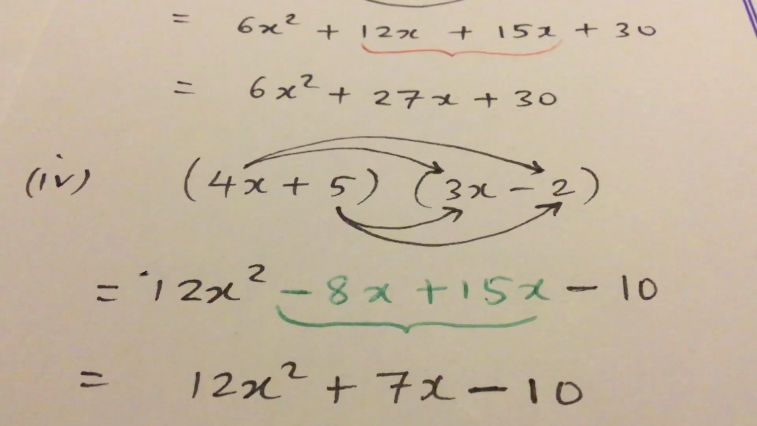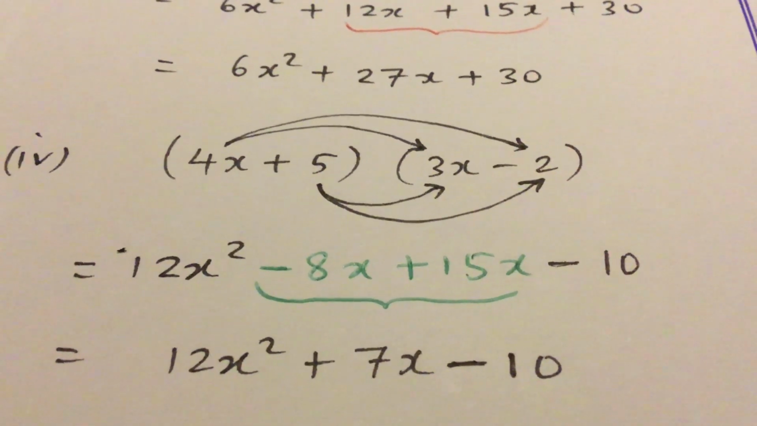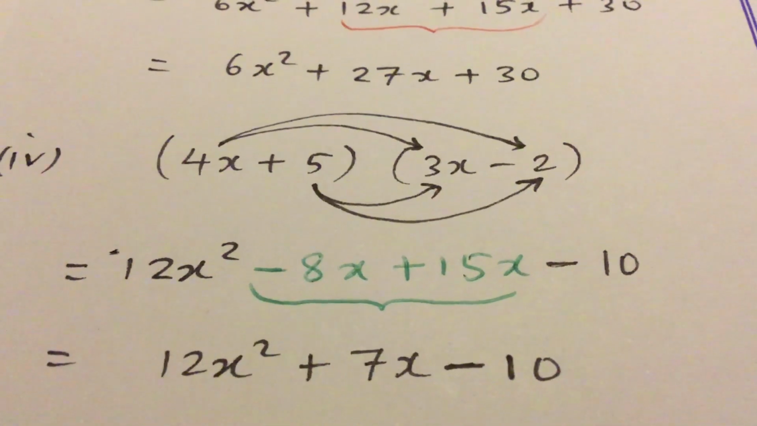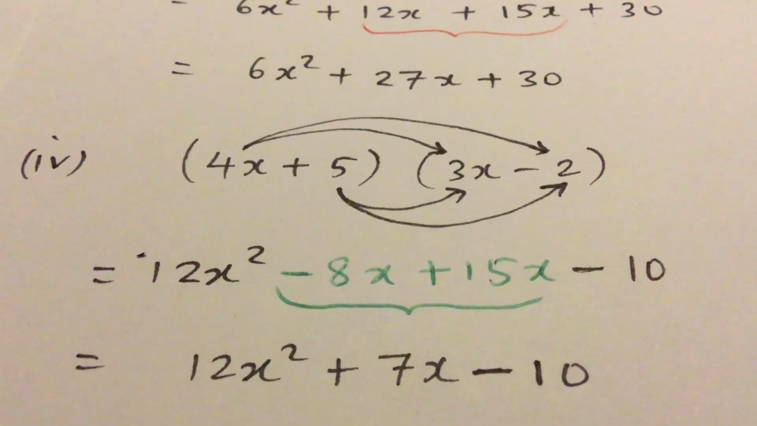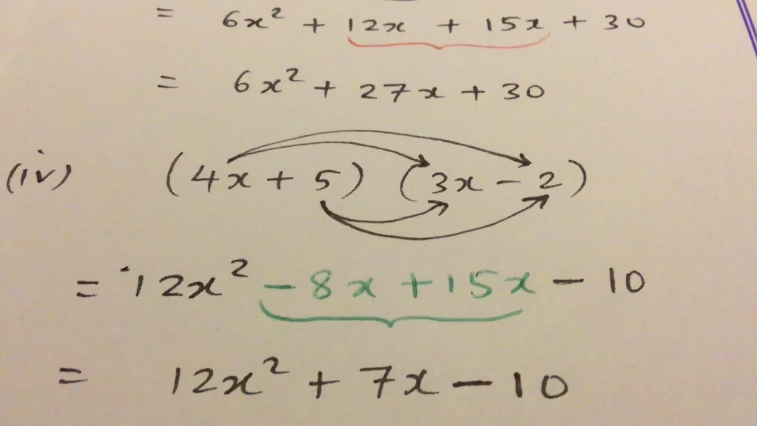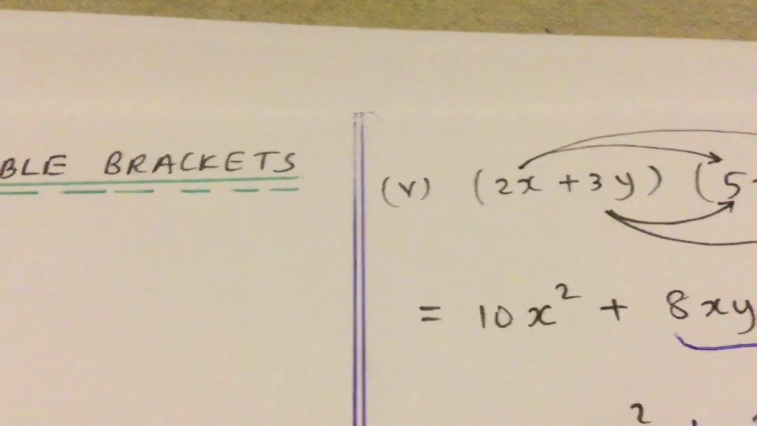So if you save $15 and spend $8, you'll still be left with $7 in pocket. So that's a plus. So you're left with $7, which is 7x. So 15x take 8x will be 7x. So the final answer is 12x squared plus 7x take 10. Moving on to some more complex examples.